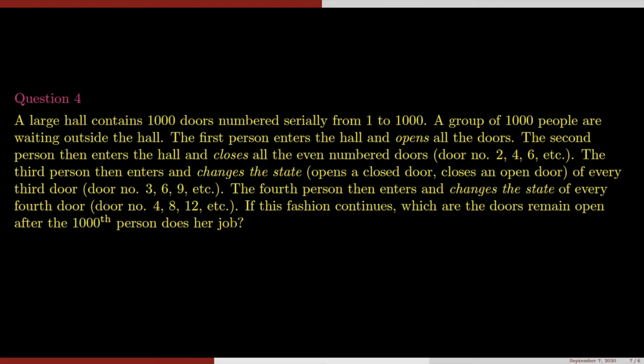The third person then enters and changes the state of every third door. Like the third door, it was opened by the first person. So the third person goes in and closes the door. The sixth door was opened by the first person and then was closed by the second person. So the third person opens the sixth door again. Did you understand? Changes the state: opens a closed door, closes an open door. Clear?